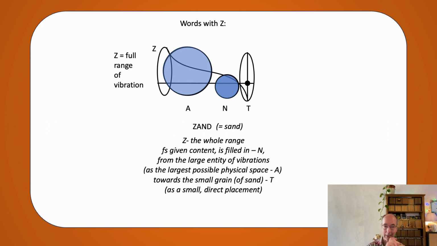Let's go to ZAND, or sand. Here also you have this full range of vibrations, and it's the full range of vibration which is filled in with the N, from the very large area of A, the physical area, until the smallest grain of sand that you can touch in the sand. It's these whole variations which are expressed within ZAND.